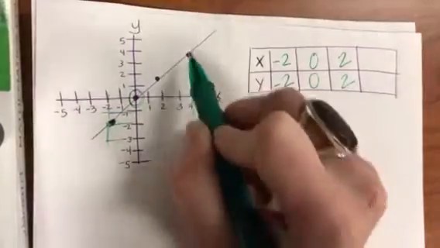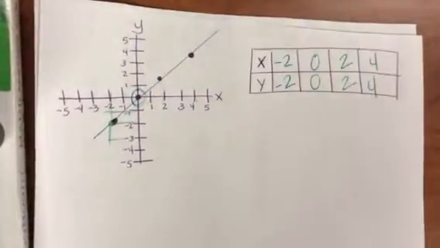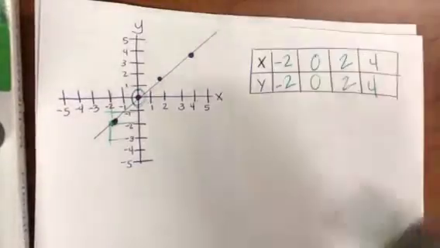And then +4, +4. That's why I call it a man-made graph, because it's never perfect. We make mistakes, it's okay. So, you've got to read between the lines.